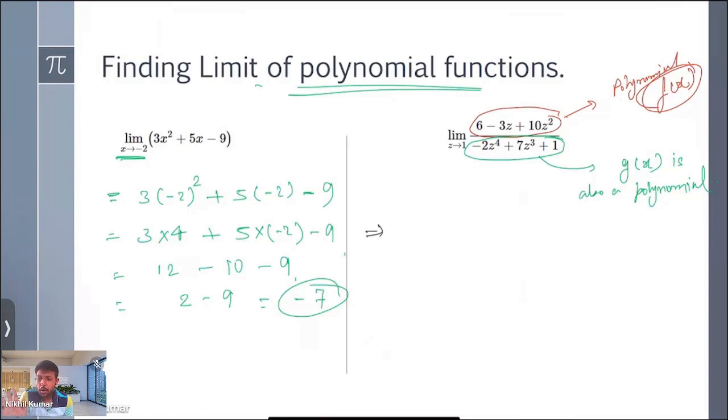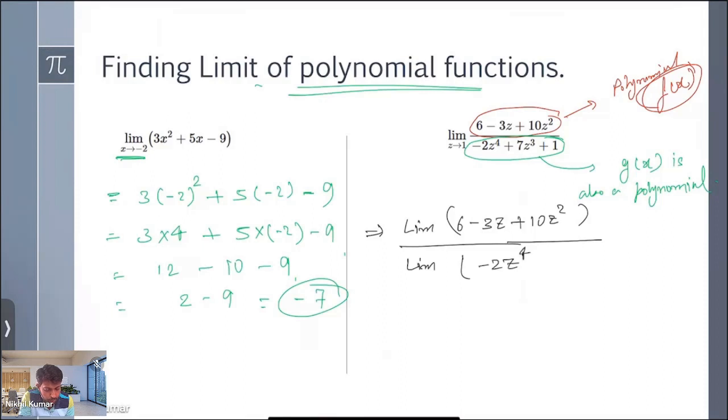This, we first apply the property we learned at the start of this session. What was the property? Limit of f of x upon g of x can be written as limit of f of x upon limit of g of x. So limit 6 minus 3z plus 10z square upon limit of the second function minus 2z to the power 4 plus 7z cube plus 1. Okay, all we need to do now is find out the individual limits of the numerator and the denominator. To do that, you just substitute the value 1 in place of z and you will get the answer. Let me do all this directly now.